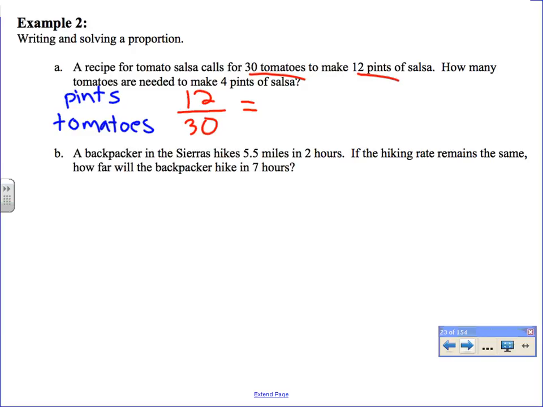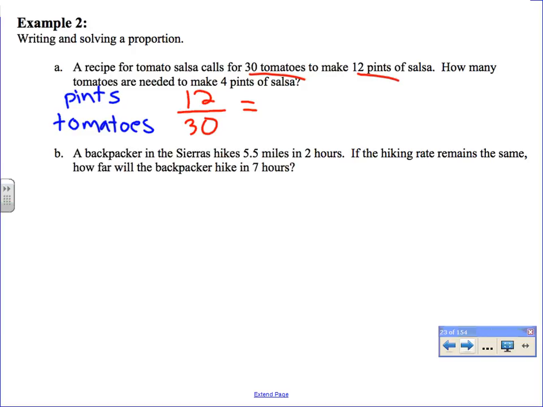Doesn't matter. Good question. Yeah, you can put tomatoes on the top, pints on the bottom. It does not matter. For now, I'd like you guys to stay with me. As long as you're consistent and you have all the pints on the top or all the pints on the bottom and vice versa with the tomatoes, you're fine. Anyone else have a question for me yet?